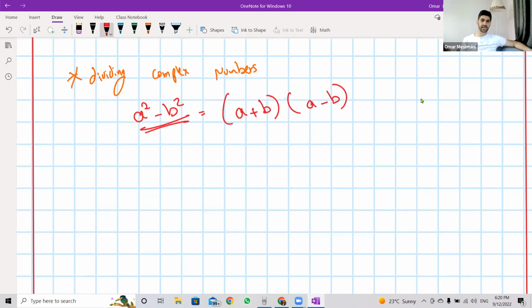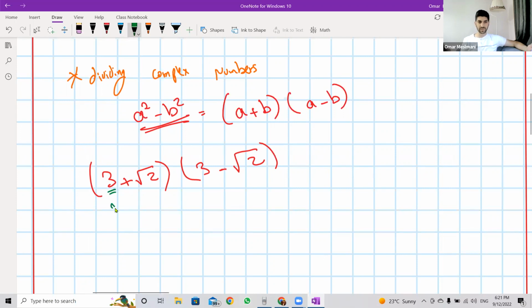And basically, I can say this. Once I see a 3 plus square root of 2 and a 3 minus square root of 2, this is what you would do. You use the formula. This is basically A plus B, and this is basically A minus B. And this is when you say it is going to be A squared minus B squared.